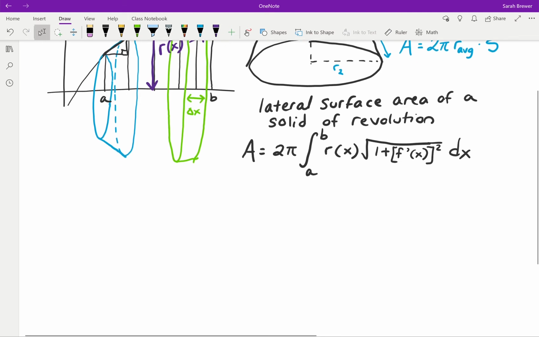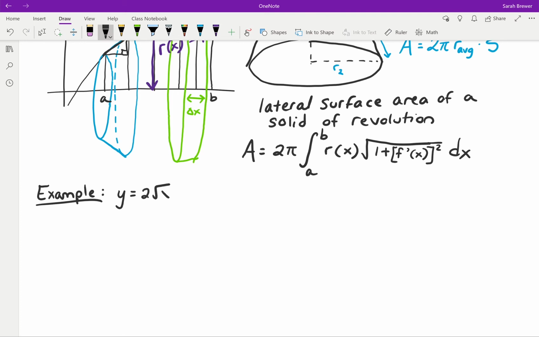So our example that we're going to look at is the function y equals 2 times the square root of x, revolved about the x-axis on the closed interval 4 to 9.